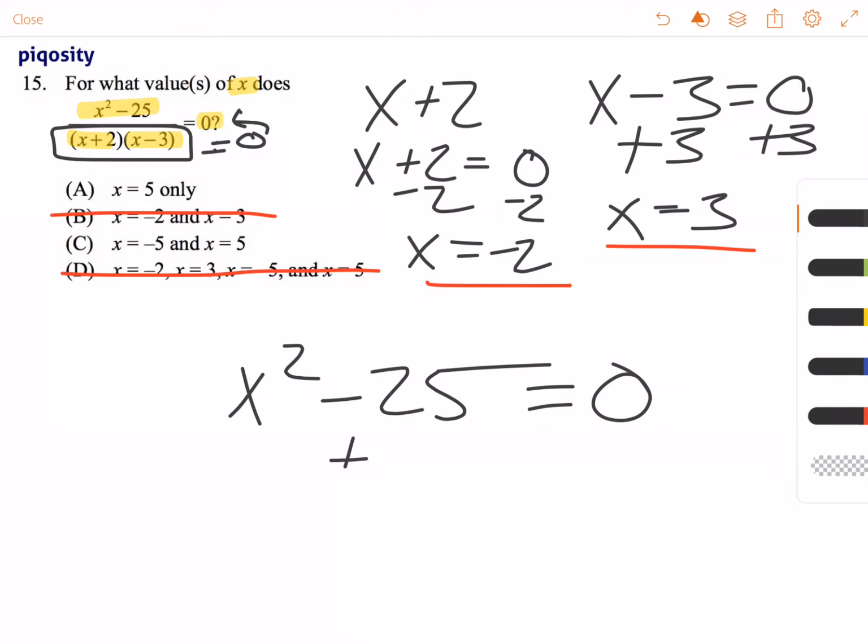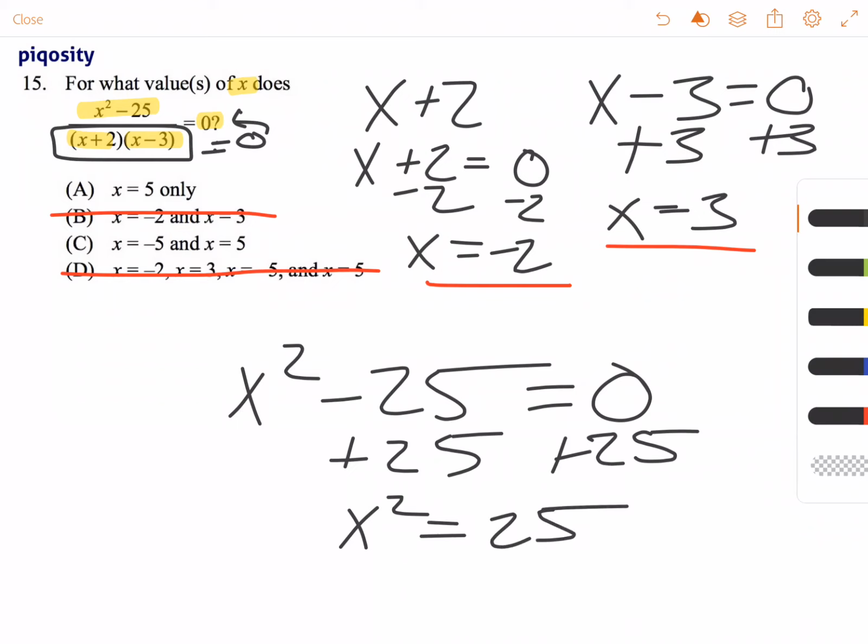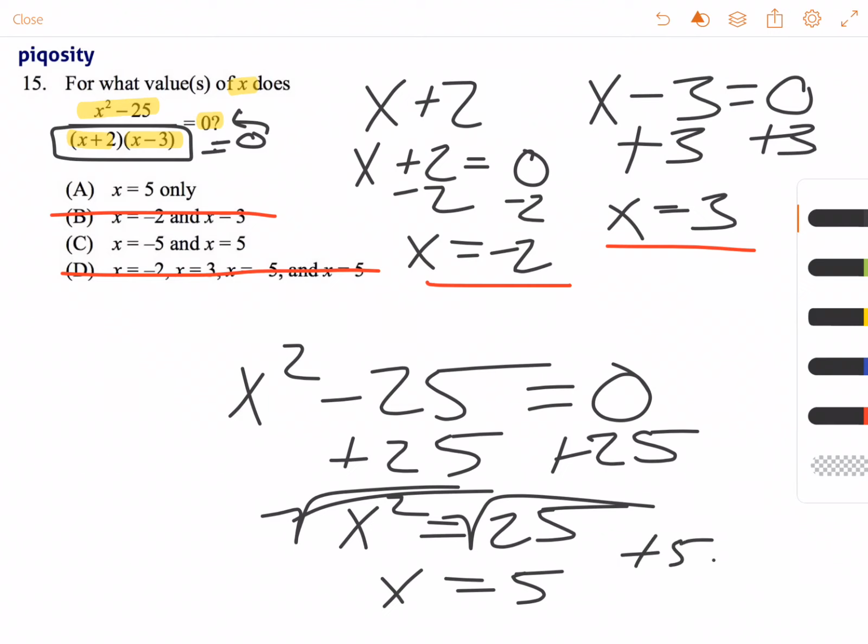So if we add 25 here plus 25 here, x squared is equal to 25. Take the square root on both sides to get rid of this power, and then x is equal to 5. But you're not done, because if you have positive 5 times positive 5, that equals 25. But the same is true for negative 5 times negative 5. That's also equal to 25. So make sure that you keep that in mind.